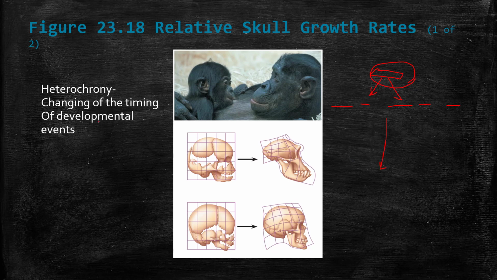So if you change the timing of developmental events, it's called heterocrony. Chrono means time, like a chronometer, and hetero means different. So it's the changing of the timing of developmental events.